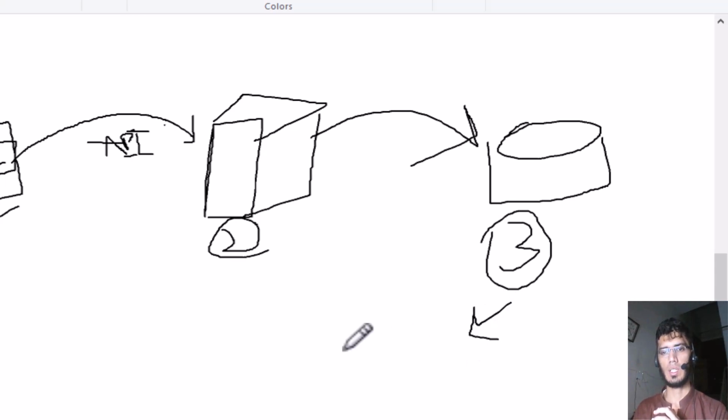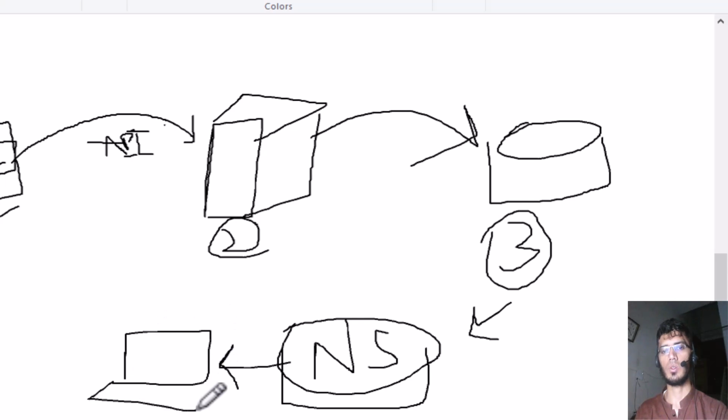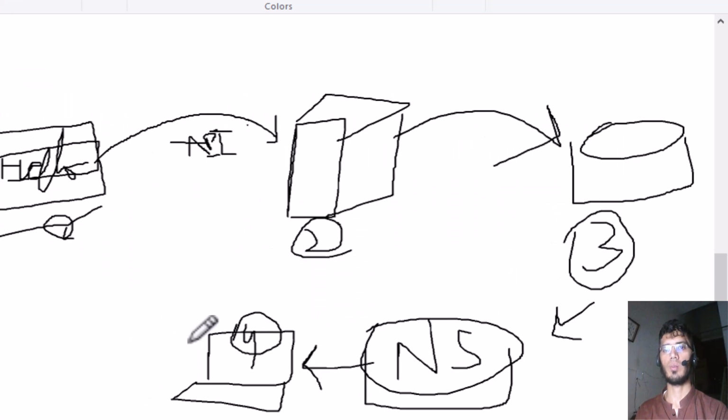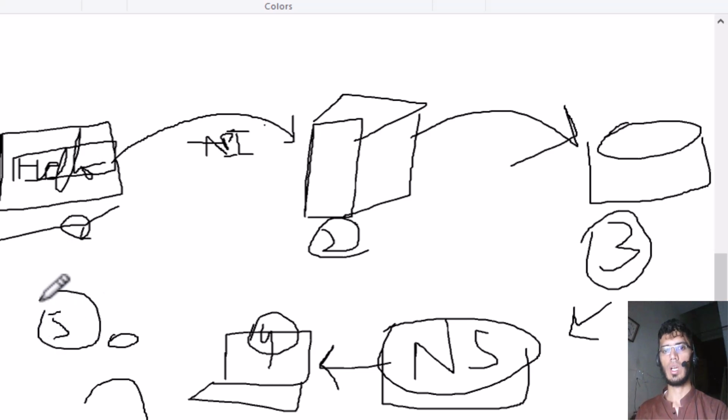Then the notification service will send your message to your friend. This is our fourth step: it informs your friend about the message you sent, and then your friend will receive that message. So actually we have taken a brief overview.